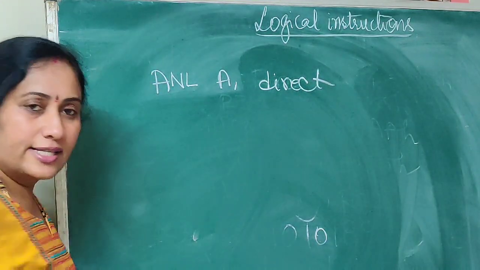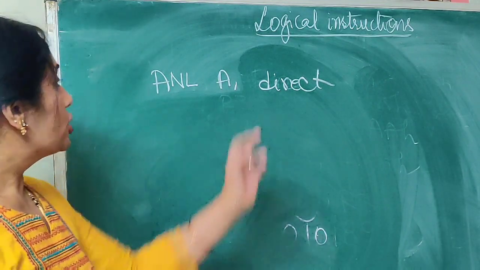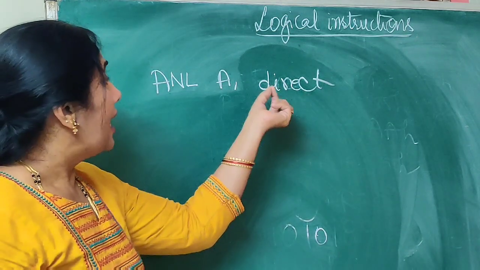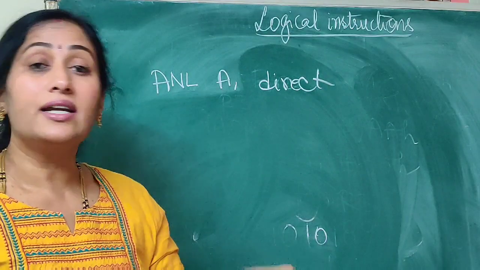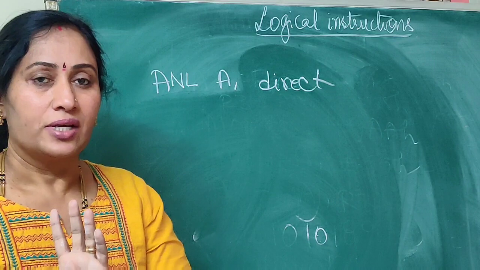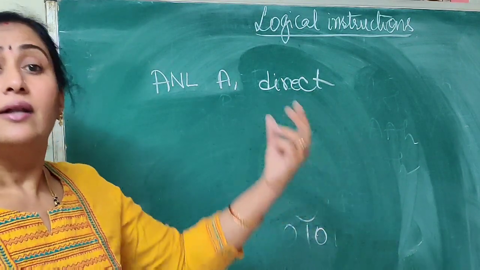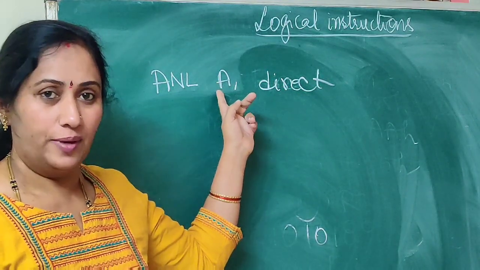ANL A, direct. See, the source, how am I specifying? I am specifying that the address which I have given as a part of the instruction has certain data. That particular memory location is loaded with certain data, and that data should be added with the contents of the accumulator.